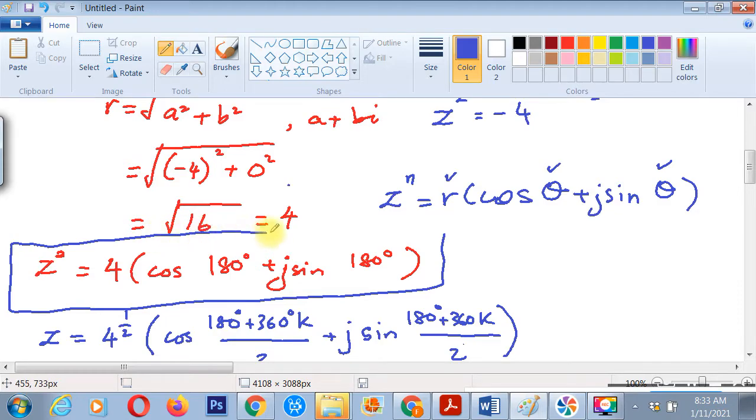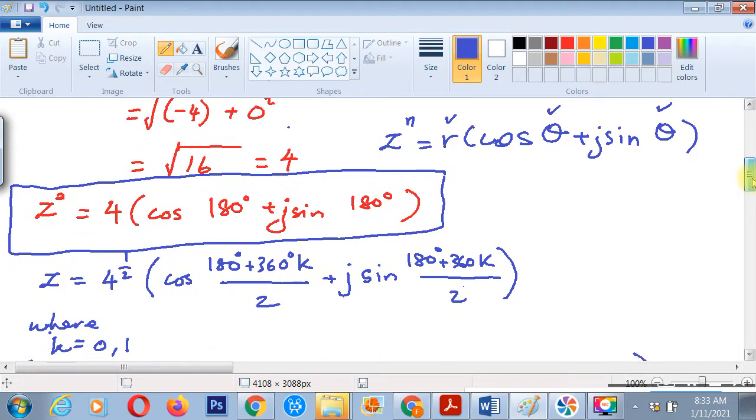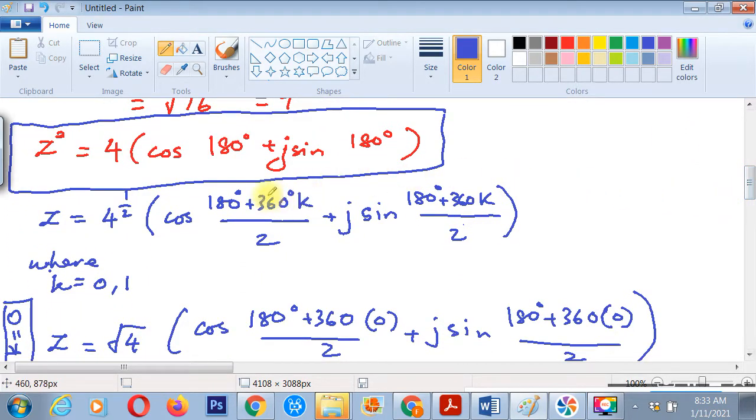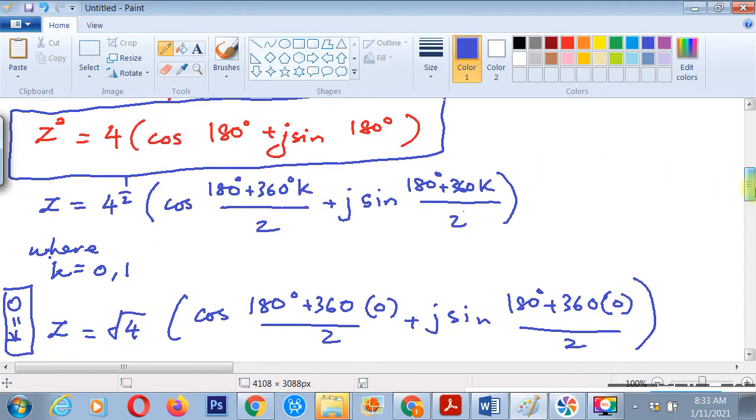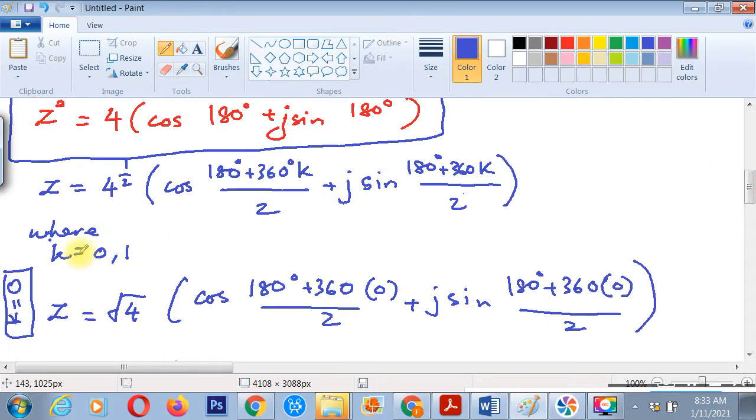Okay, and then the another process, because they need the roots. So they need the roots, meaning we need to square root all of this, because this is a square. If it is a cube, we need to find the root for the cube. So if it is a cube, usually we will have three roots. Okay, so now k equals to 0 and 1.